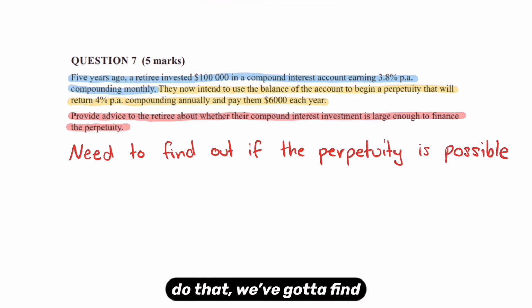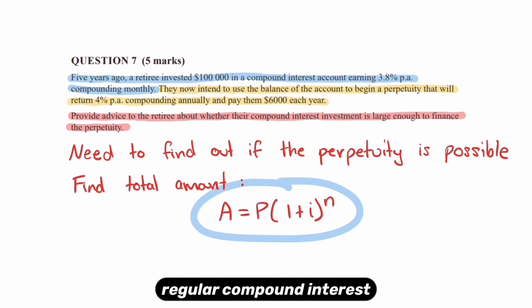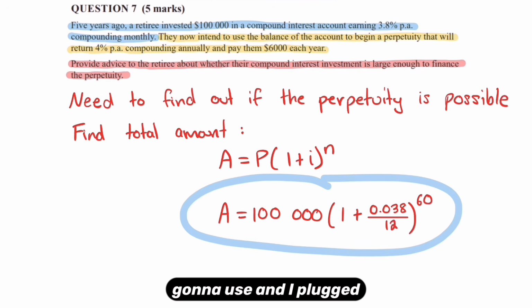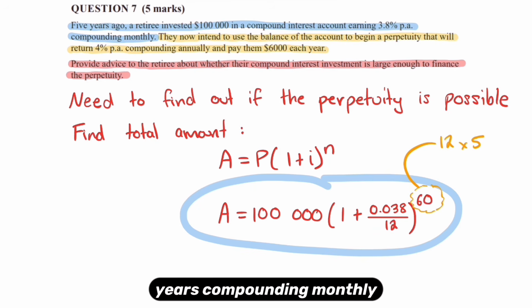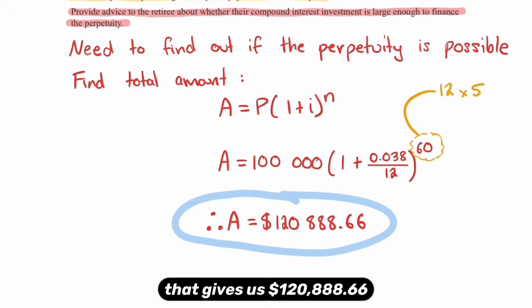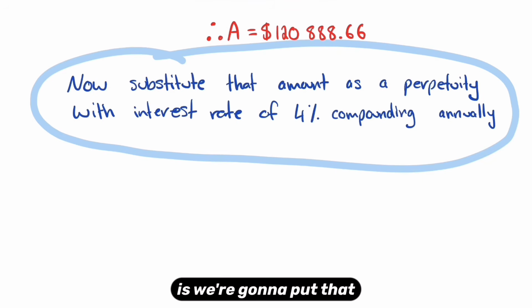To do that, we've got to find the total amount. And because it's just a regular compound interest loan, that's what we're going to use. And I've plugged in 100,000. I've plugged in my interest rate in blue, and then to the power of 60, because we've got 5 years compounding monthly. That gives us $120,888.66.